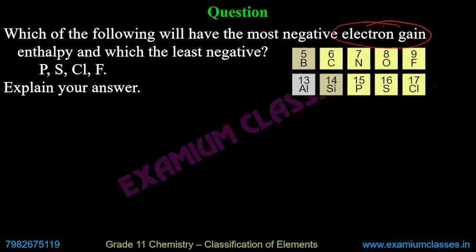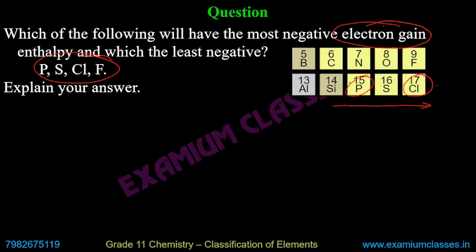Electron gain enthalpy is most negative for chlorine. We know that in the periodic table, it is chlorine which has the most negative electron gain enthalpy, even greater than fluorine due to the very small size of fluorine. So obviously, out of these, chlorine will have the most negative electron gain enthalpy. And the least negative: if we move across the period, negative electron gain enthalpy actually increases. So it means phosphorus will have the least negative electron gain enthalpy.